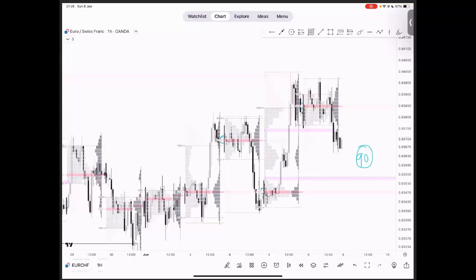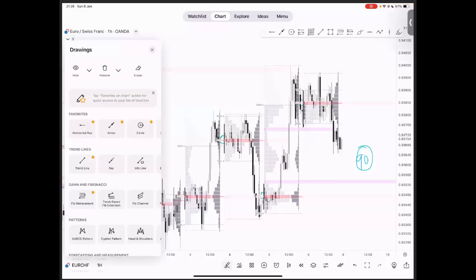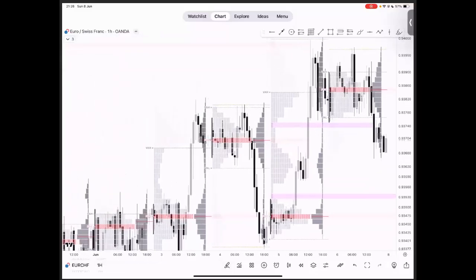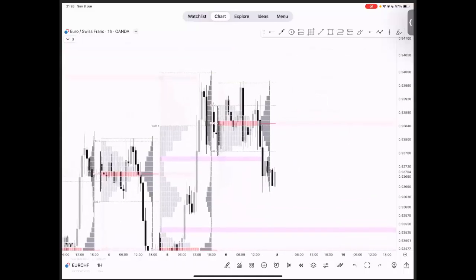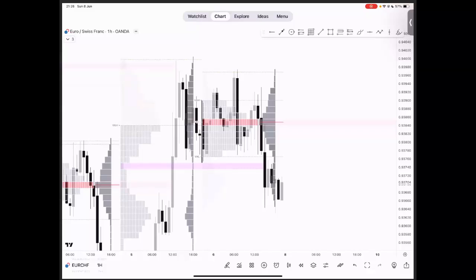Your business is with the POC, the value area high and the value area low. Whatever happens inside, technically, in an order flow manner, is not your concern. If you look at this, you realize that every trading day has its own value area high, point of control, and value area low. And like I said, we're going to be working with the previous day's value area high and value area low.